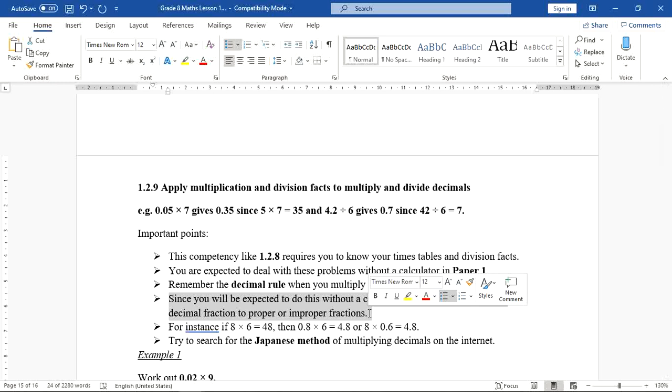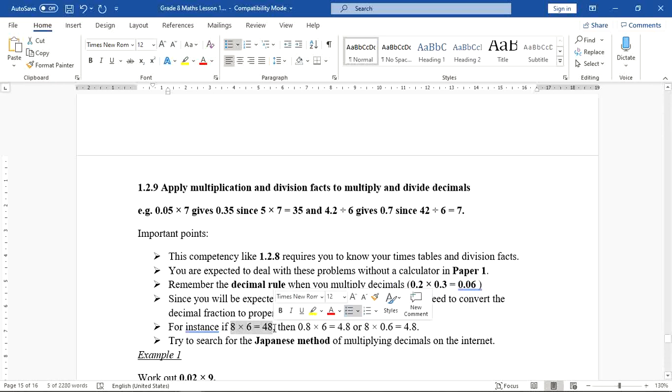So I'm going to show you just that. For instance, 8 times 6 will give us 48. That's why I'm saying you should know your times table. When it comes to mathematics, you should know your times tables, you should know your division facts. So then 0.8 times 6 must give us 4.8. Since we divided the 8 by 10 to give us 0.8, we should also divide the answer by 10 to give us 4.8.